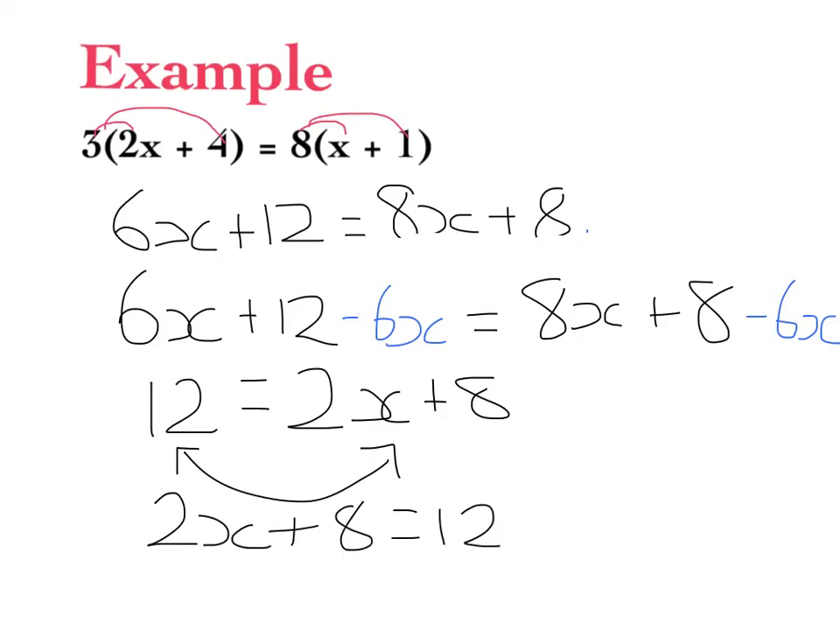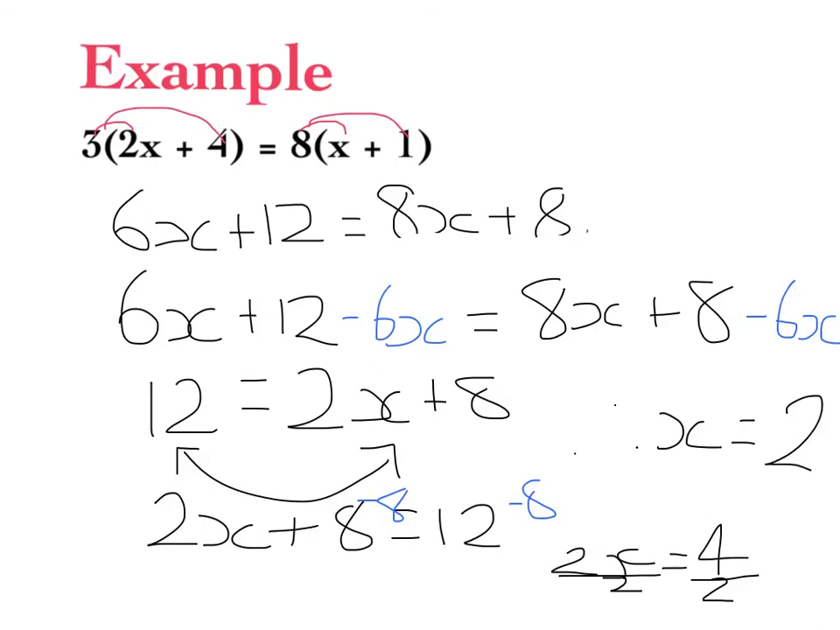Then to get rid of the 8, I'll subtract 8 from that side, subtract 8 from that side. 2x is equivalent to 4. Therefore, when I divide that by 2 and that by 2, x will be equal to 2. That's it, guys. That's pronumerals on both sides.